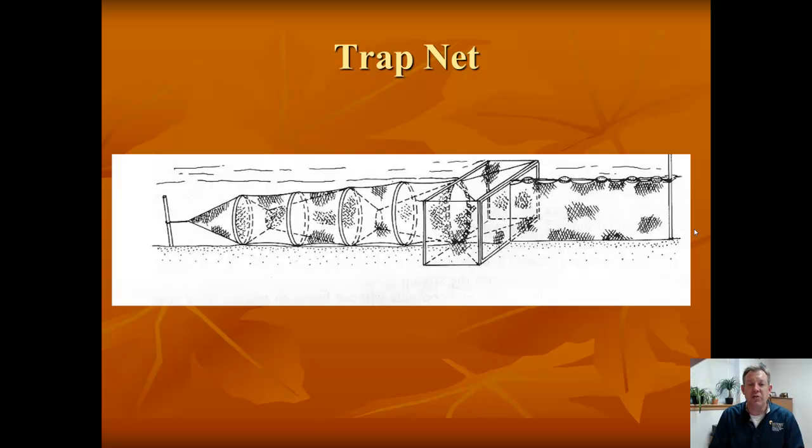Trap nets we fished in class. It's just a hoop net with a box on the front. Again, these are also called fyke nets. And you've got this lead on it.